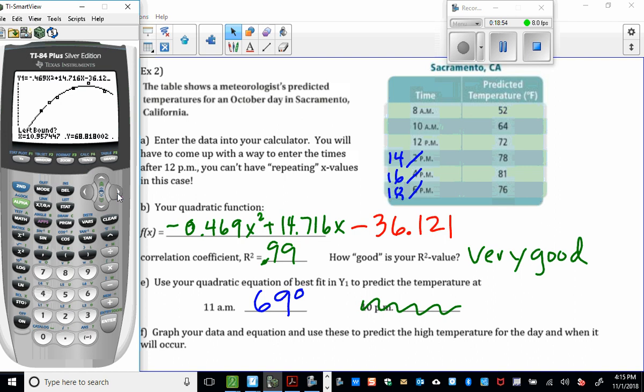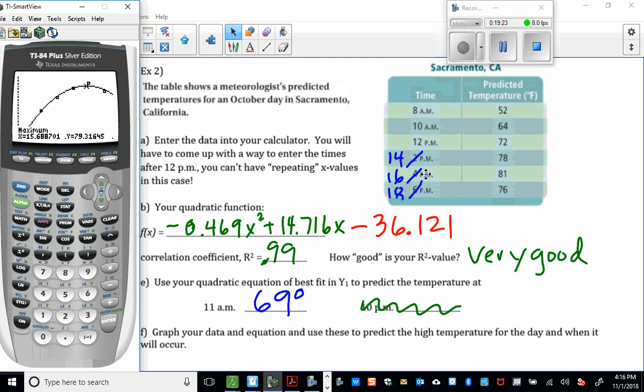Now, I think we've done something like this before. I need to tell the calculator where to look. So I have to move the cursor. So first I'm on the left side, and then I push enter, and now I move the cursor, and I'm going to put it on the right side, and push enter twice. And it will tell me that the maximum point is 15.688. That's a time. And the high temperature is 79.3.